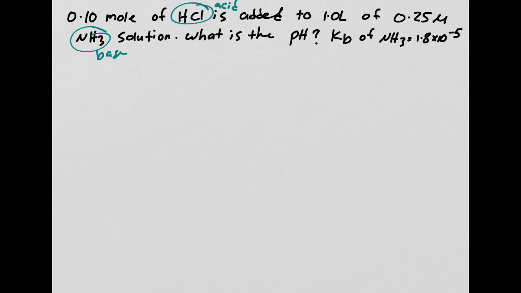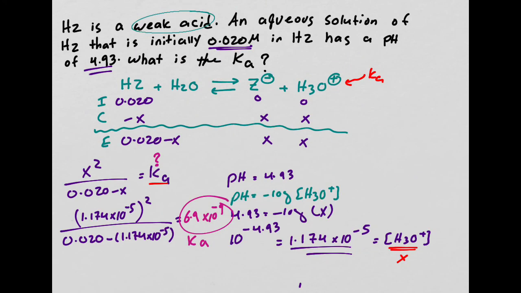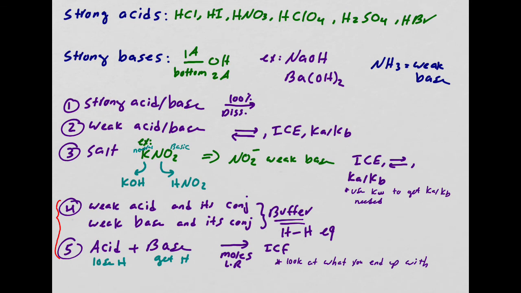It doesn't matter if it's weak or strong. I have an acid and I have a base. Every time you have an acid and a base, what are you going to have? You are going to have an acid-base problem. Let's go back to this chart. When I have more than one thing in a solution, it could be a buffer if I have a weak acid and its conjugate, or a weak base and its conjugate. We just had that. Or if I have an acid and a base in the solution, I have an acid-base reaction.